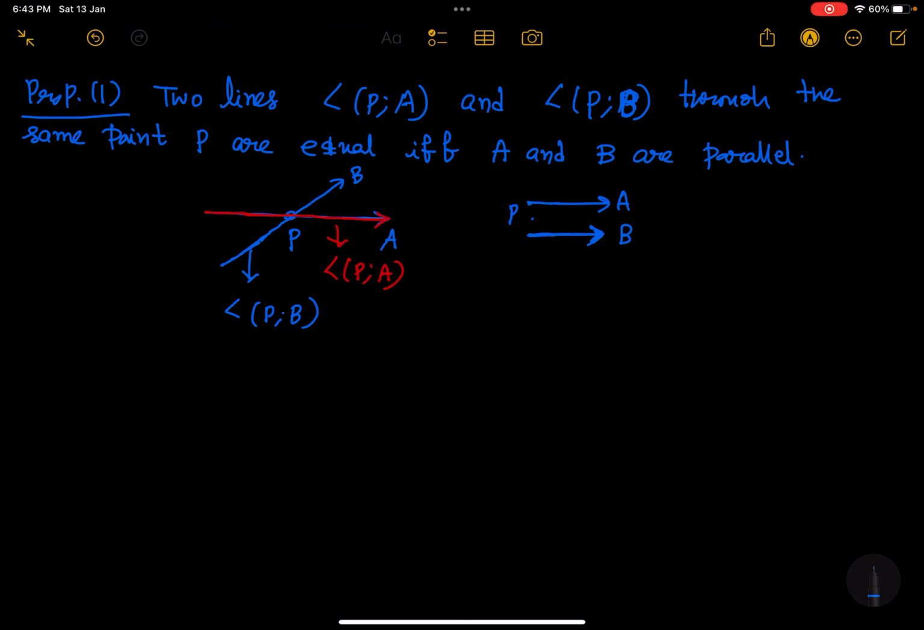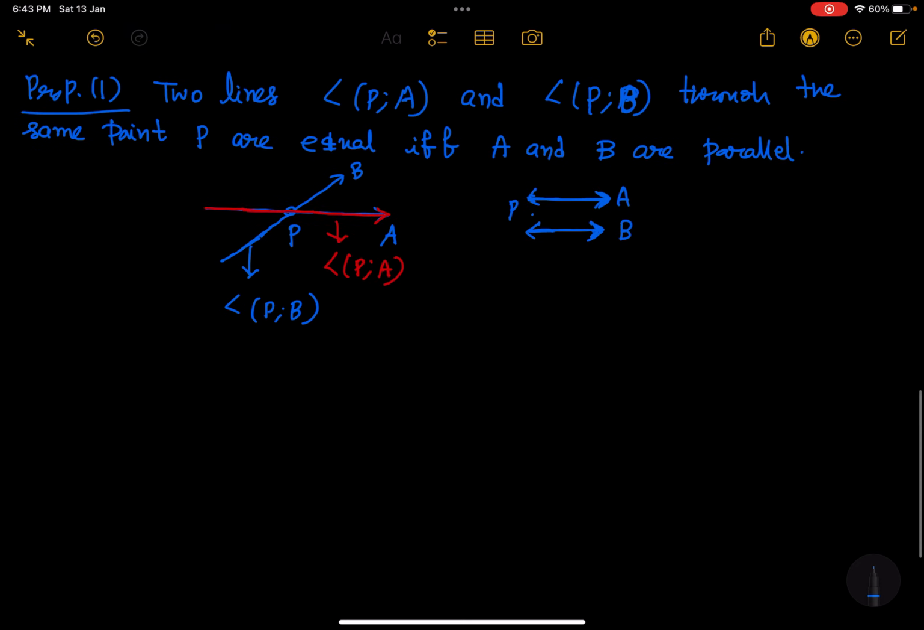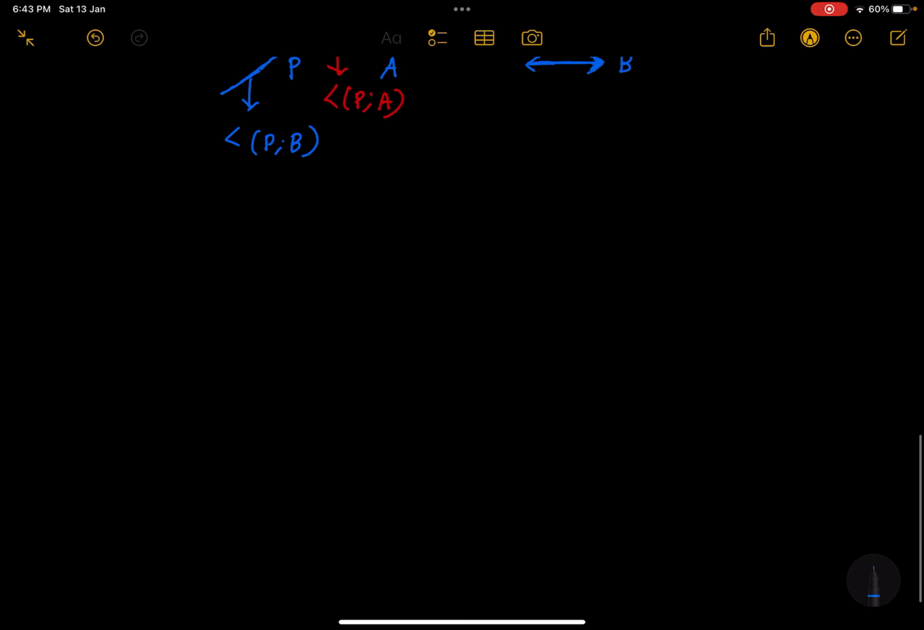And the other way, if they are equal, maybe the direction of B may be different, either this way or this way, or A also may be this way or this way, but they should be parallel. If they are equal, they must be parallel. So you have to rotate this line along the direction of A or along the direction of B. So let's try to prove it.